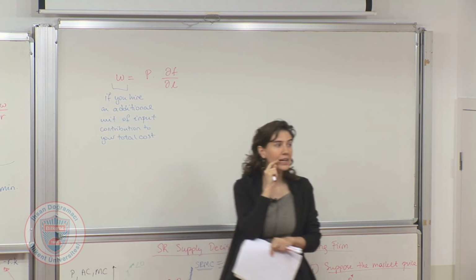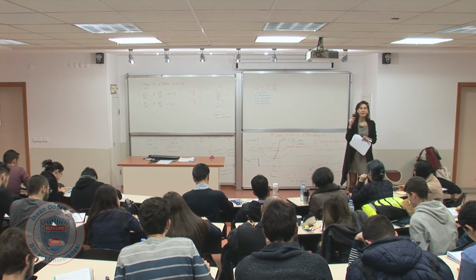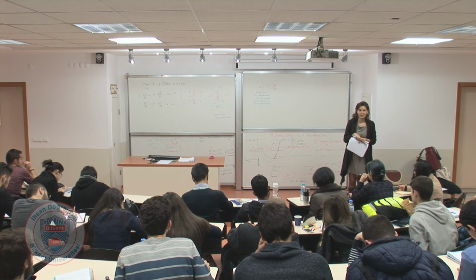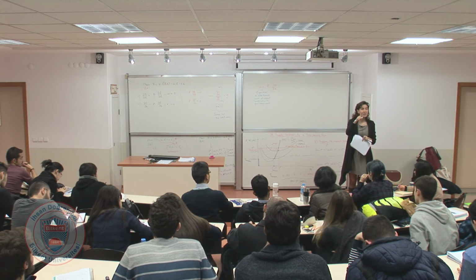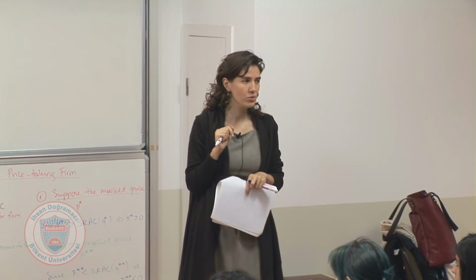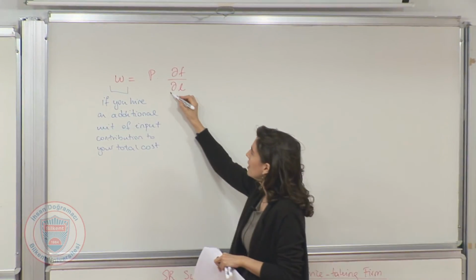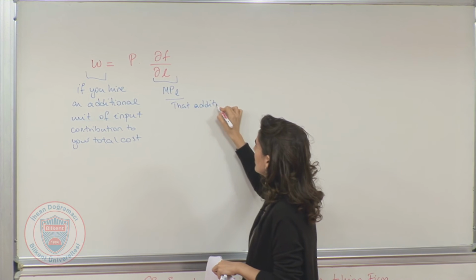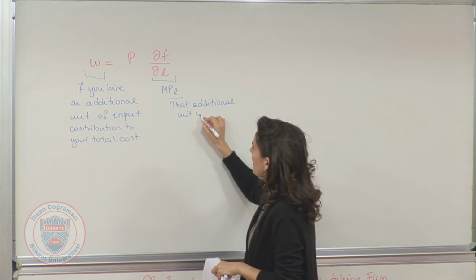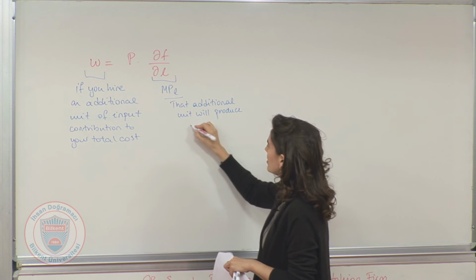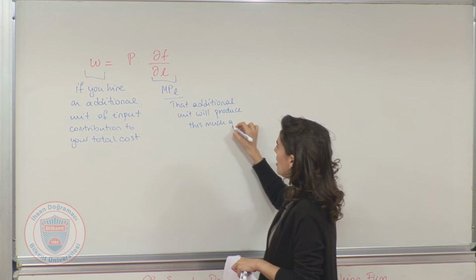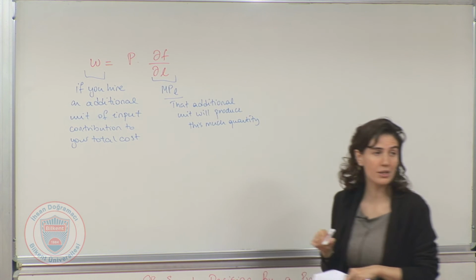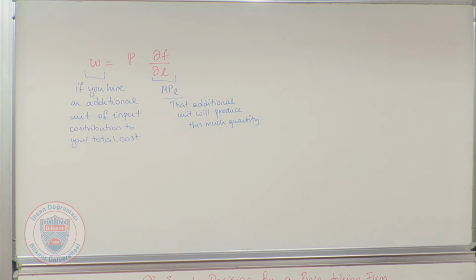So if I hire that additional guy, how much will he contribute to my total revenue? How much is he going to produce? How do we know? What is this? Marginal product of labor, right? So that additional unit will produce this much additional quantity, and each of these units I sell at what price? P, right? Again, it wasn't a tricky question.